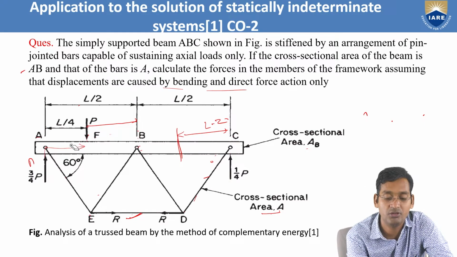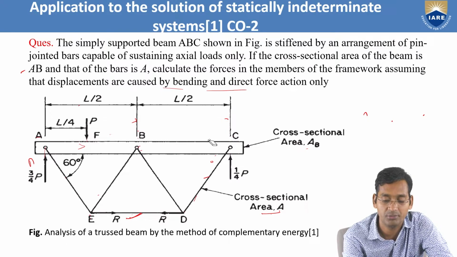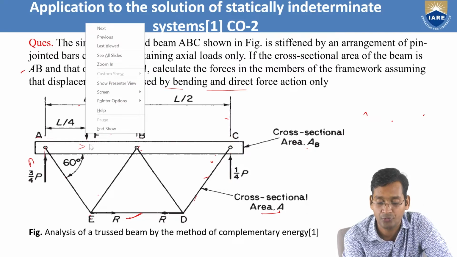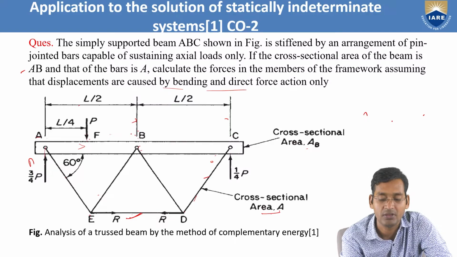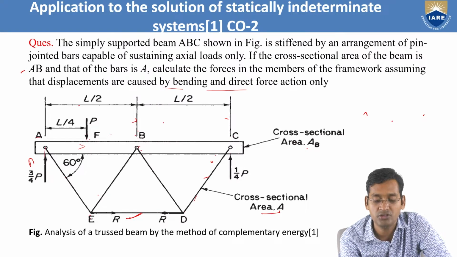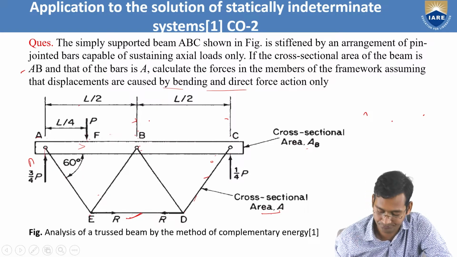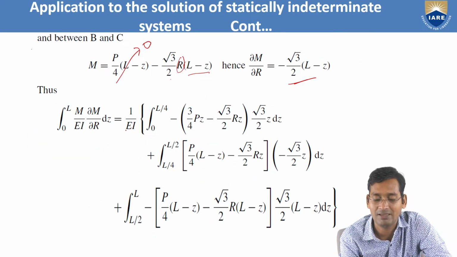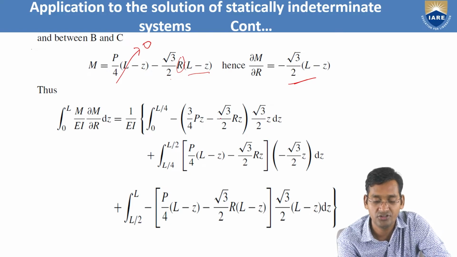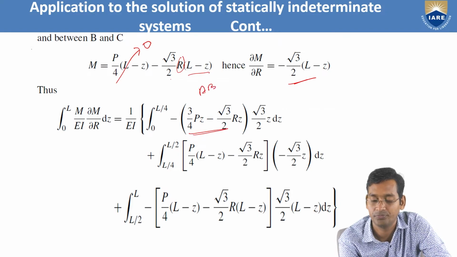Means again we will reduce this into 3 separate integrations: limit 0 to L by 4 for the first, that is from A to F. In between F to B, we will take limit L by 4 to L by 2, and from B to C we will take L by 2 to L. Now just see here, 1 by EI is constant, so taken out common. This is between 0 to L by 4, which we got for A to F, this one, right?